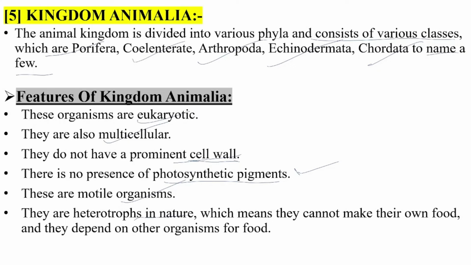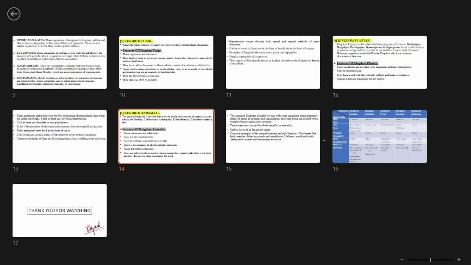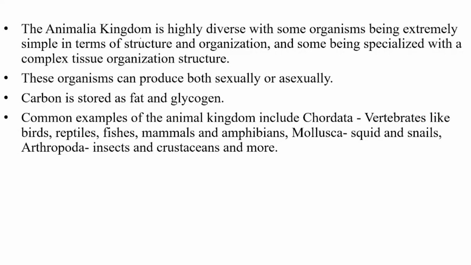They are heterotrophs in nature, which means they cannot make their own food and they depend on other organisms for food. The Animalia kingdom is highly diverse, with some organisms being extremely simple in terms of structure and organization, and some being specialized with a complex tissue organization. They are the most diverse organisms amongst the five kingdoms. These organisms can reproduce both sexually and asexually. Carbon is stored as fat and glycogen.